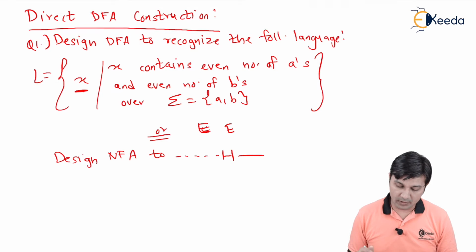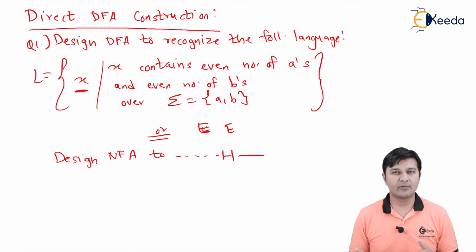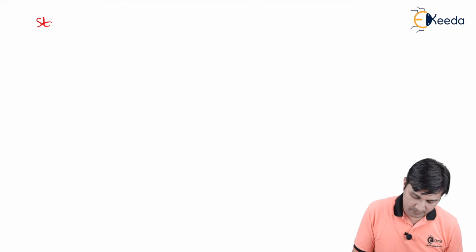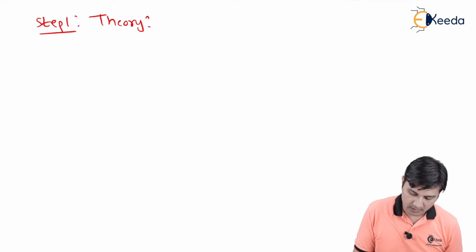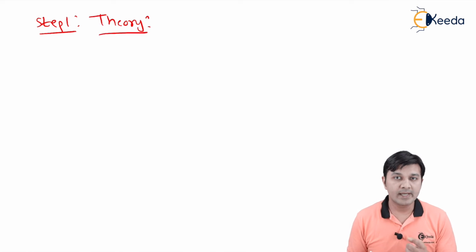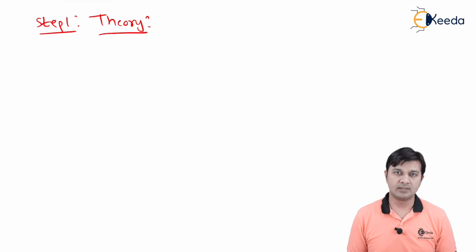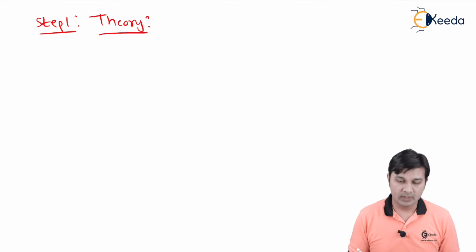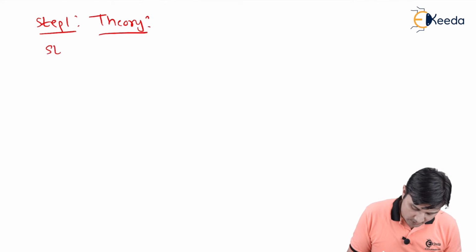Step 1 is drawing the transition table, but before that, as usual, we write the theoretical part. So let me start with the solution. In step 1, I talk of the theory. The theory is: in a DFA, from each state on each input symbol there is exactly one transition. My step number 2 is going to be the logic part of it.